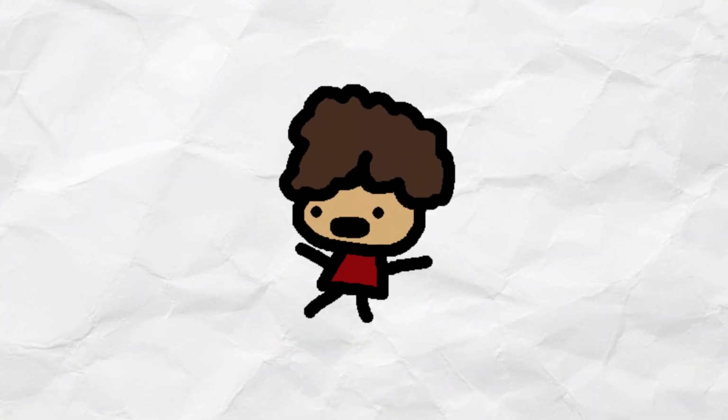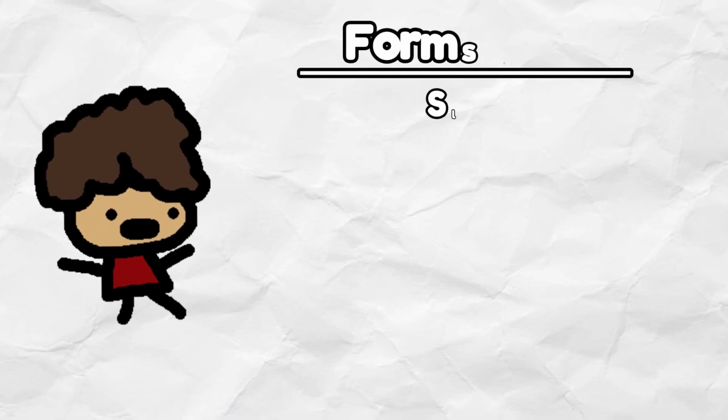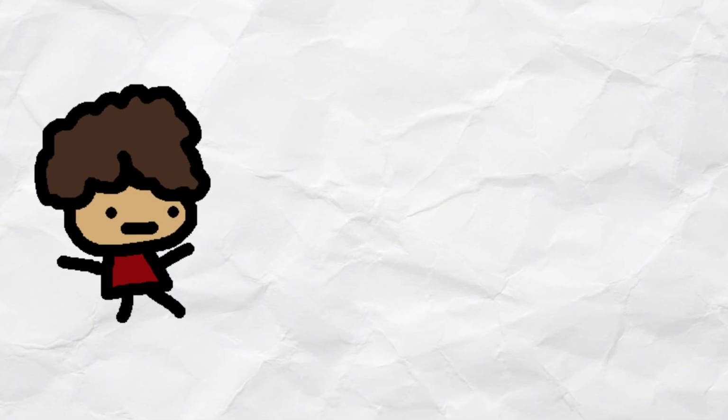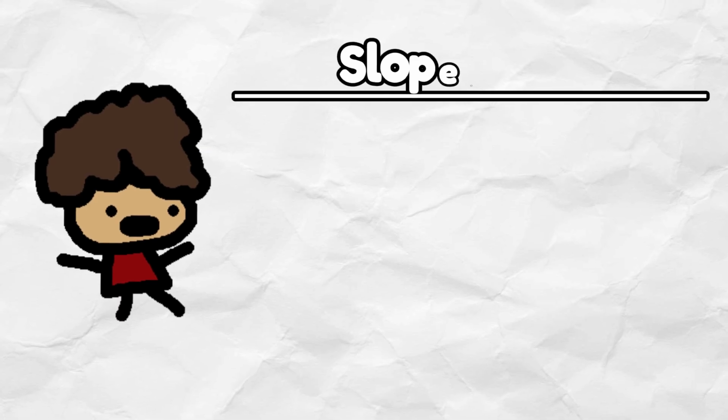Hello there. Today we will be learning about slope-intercept form, point-slope form, and standard form. Let's start off with the most common form that you'll find in math, slope-intercept form.